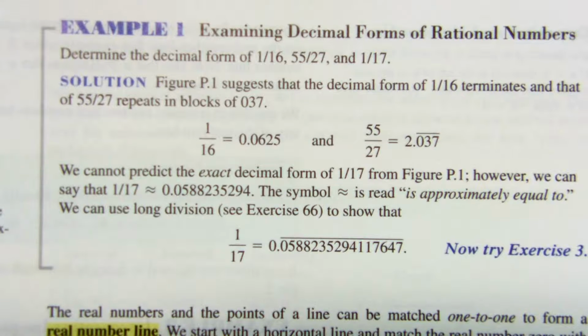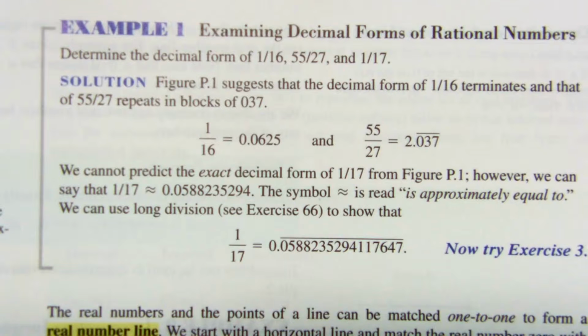We got 1/16, which is 0.0625, stop, terminating decimal. And then we have 55/27, which is 2.037037. Now, I was looking at this number 1/17, and you can see that on your calculator you can only get an approximation, but the actual value is 0.0588235294117647, repeating. And just for the fun of it, I decided to write a program to calculate that out.